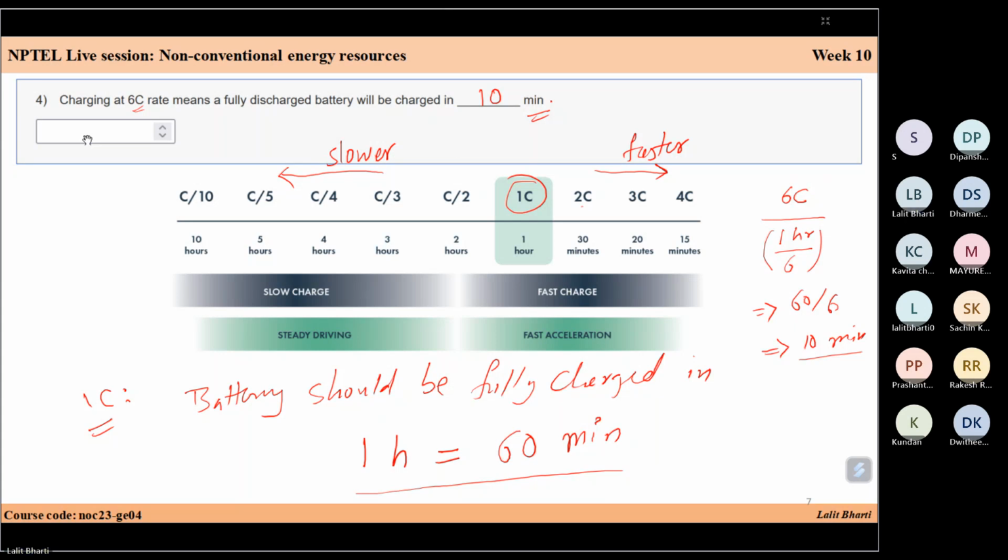Okay. So the next question is on the C rate.